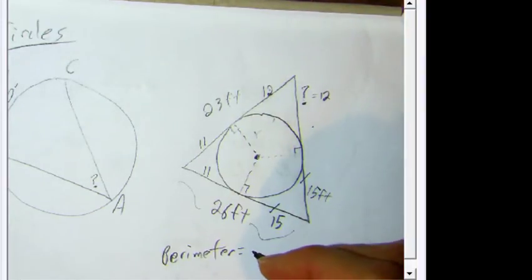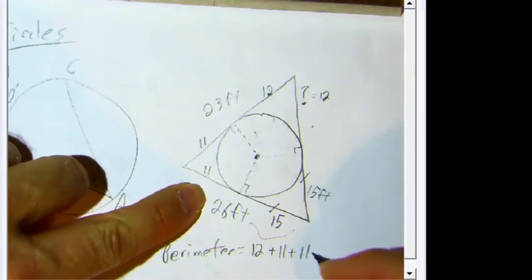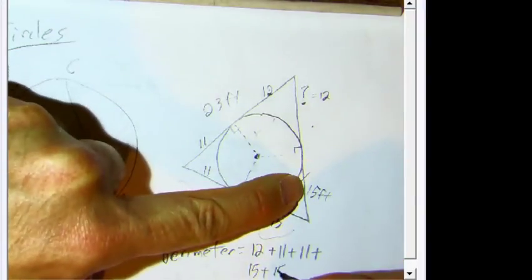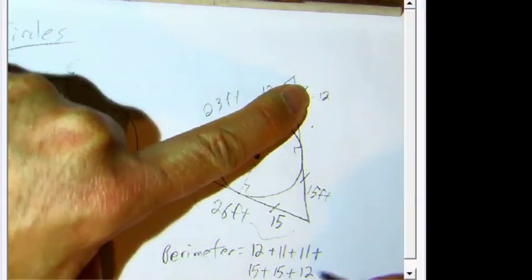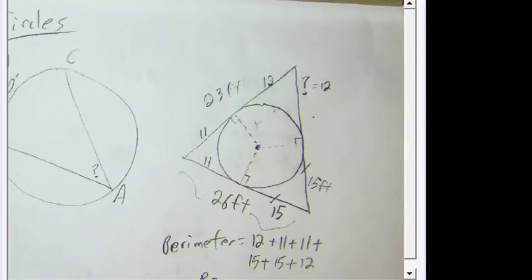So here we would do all the little ones, just to be consistent. 12 plus 11 plus 11 plus 15 plus 15 plus 12. So then we add that all together, and that gives us our solution. So 30 plus 24 is 54, 65, 76.